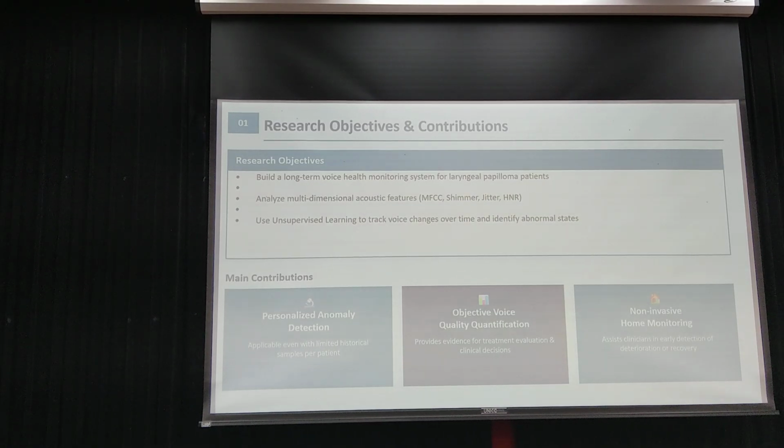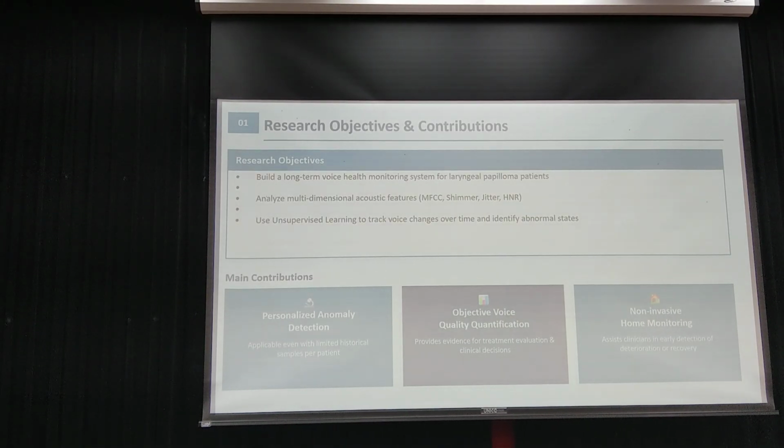The objective of this study is to build an acoustic analysis and anomaly detection system for long-term voice health monitoring targeting laryngeal papilloma patients. The system analyzed multi-dimensional acoustic parameters, including MFCC, shimmer, jitter, and HNR, using unsupervised learning to track voice changes over time and detect abnormal states.